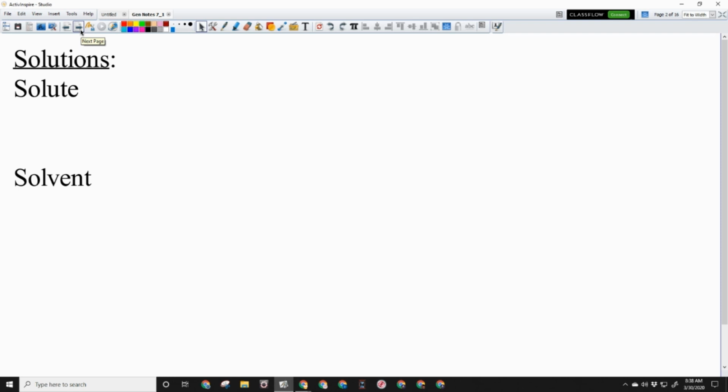Solution. What is the definition of a solution? A solution is a homogeneous, H-O-M-O-G-E-N-E-O-U-S, mixture. And there are two parts to a solution: the solute and the solvent.